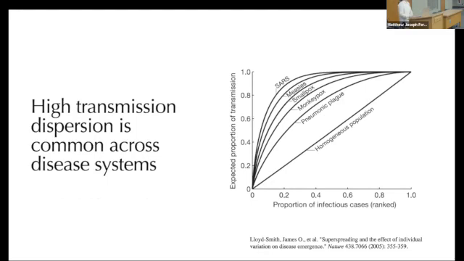Transmission in many disease systems is often highly dispersed, where a few cases drive most new cases in an epidemic. For example, for a typical outbreak of measles, around 20% of cases are driving 80% of new cases. More broadly, a minority of cases are driving the majority of new infections, and this is thought to be driven by host heterogeneity.